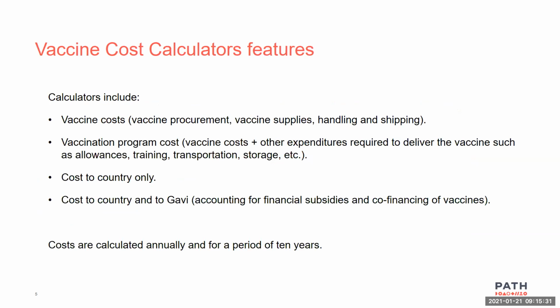So here are some of the features of the calculator. They include vaccine costs, which encompass vaccine procurement, vaccine supplies, handling, and shipping. They also include vaccination program costs, which are composed of vaccine costs and additional expenditures that are required to deliver the vaccine, such as staff allowances, training, transportation, storage, etc. The calculators provide information on the cost to the country only, which would be the cost supported by a country budget, but also calculate the cost to country and to Gavi, which would be accounting for the financial subsidies and co-procurement from Gavi. All costs are calculated and available annually and for a period of 10 years. That's also defined by the user.